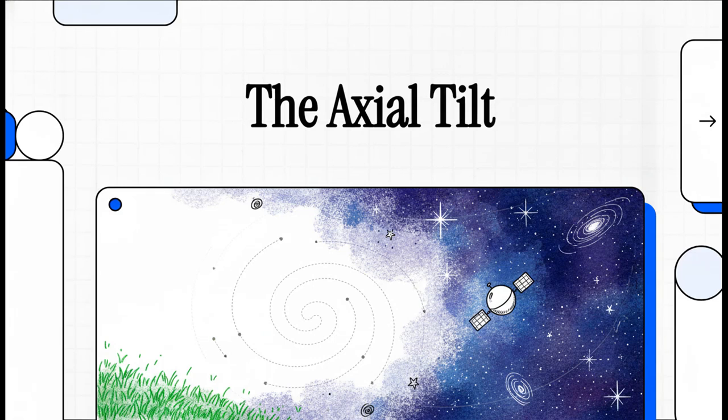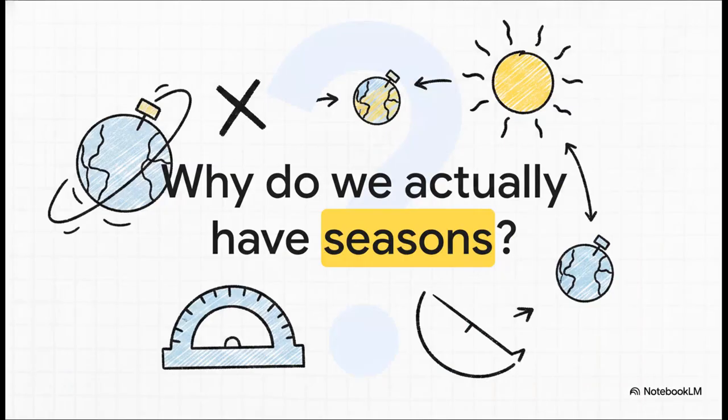We're jumping right in today because we are embarking on a pretty mind-bending journey. It's one that connects the green grass of your everyday backyard straight out into the dark vacuum of deep space. We're going to look at one specific number that silently dictates the rhythm of our entire world. So, let's start with a simple question. Why do we actually have seasons?